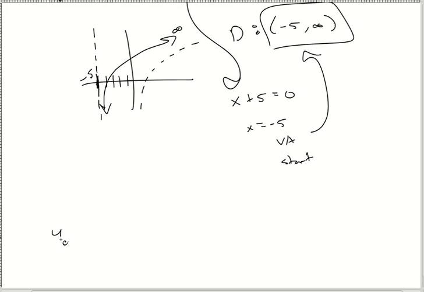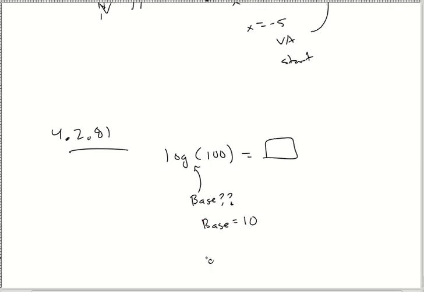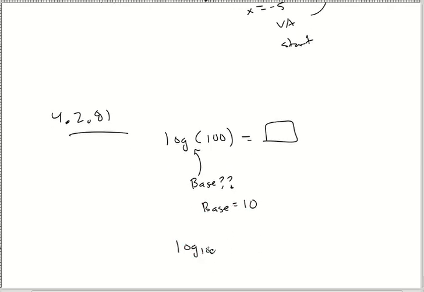Okay, 4281. I've got log 100. Now, I'm already seeing some kind of issue here, because it doesn't have a base. What's its base? Whenever there's a missing base, the base always equals 10. So what they want to say is log base 10 of 100. It's called the common base.